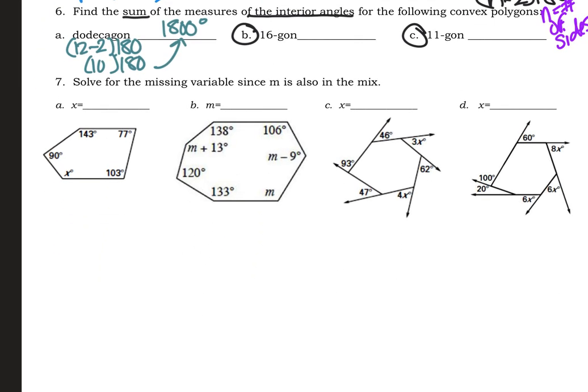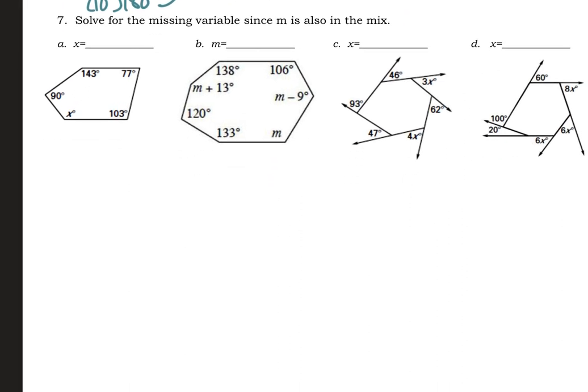Solve for the missing variable x, since m is also in the mix, because we also have m in there, right? All right, so the very first step you're going to do is we are going to find the total degrees in the shape. So just what we did earlier. So how many sides do we have? 1, 2, 3, 4, 5, right? Because we know a triangle is 180, but we don't know what a 5-sided shape's total degrees should equal. So that's what we're trying to figure out first.